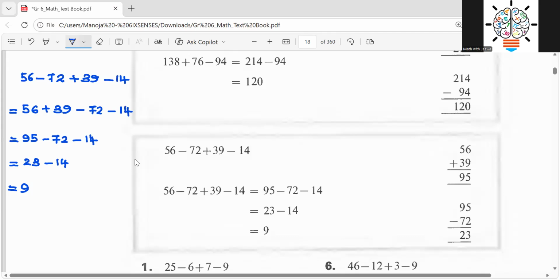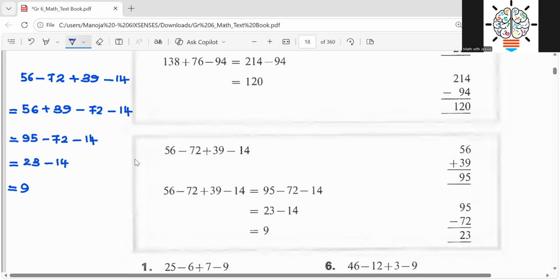The earlier one, I didn't want to rearrange anything. I can simply add 138 and 76, get the answer 214. From 214, I deduct 94 and I can get the final answer. But the next example, I can't subtract 72 from 56. So then what I should do, first I write the 56 and 39 closer because both of them are positive numbers and it gives me 95. From 95, I deduct 72. It gives me 23. And from 23, I deduct 14.